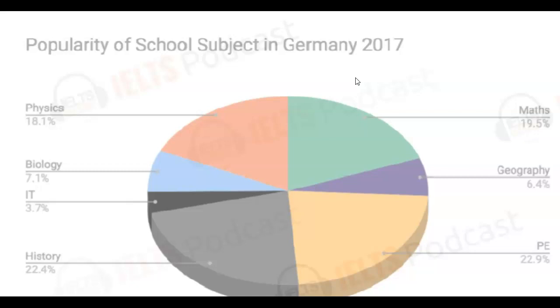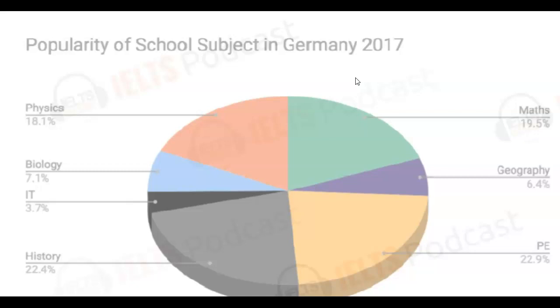And then start a new paragraph. The remaining 3 subjects were each less than 10% in terms of popularity. Of these, biology was the most popular at 7.1%. The least popular was roughly half as popular as biology. And then you can put comma, IT at 3.7%. The second least popular subject was geography with 6.4%.